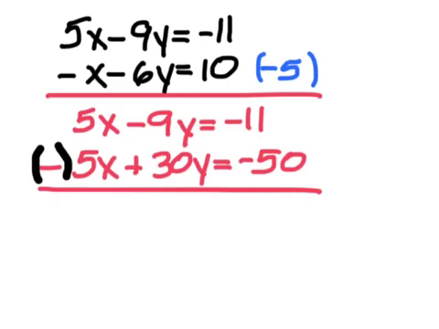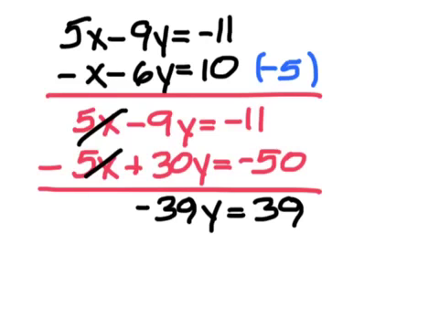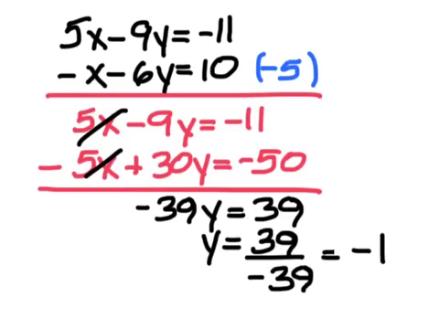Okay, subtract those 2 equations and tell me what the result is. Anybody that can do that? Yes. Negative 39y equals negative 39 is right. Can anybody give me the answer to y? Blevin says negative 1, and he is right. It's negative 1.